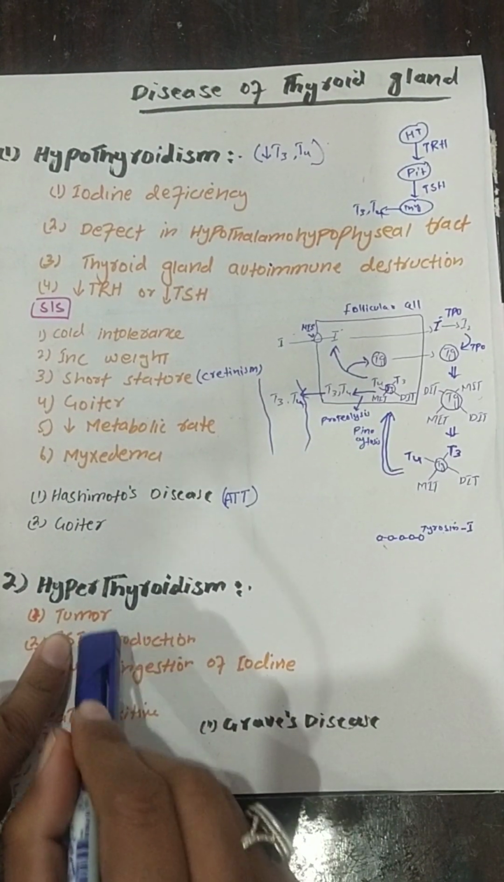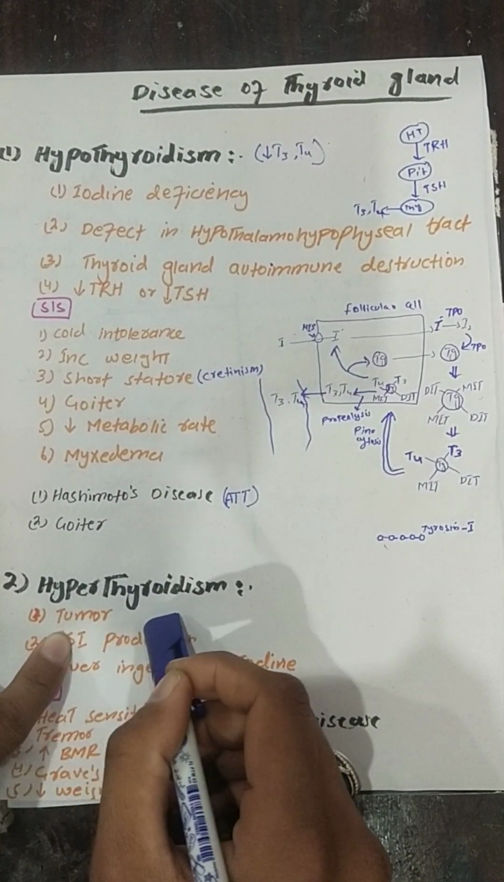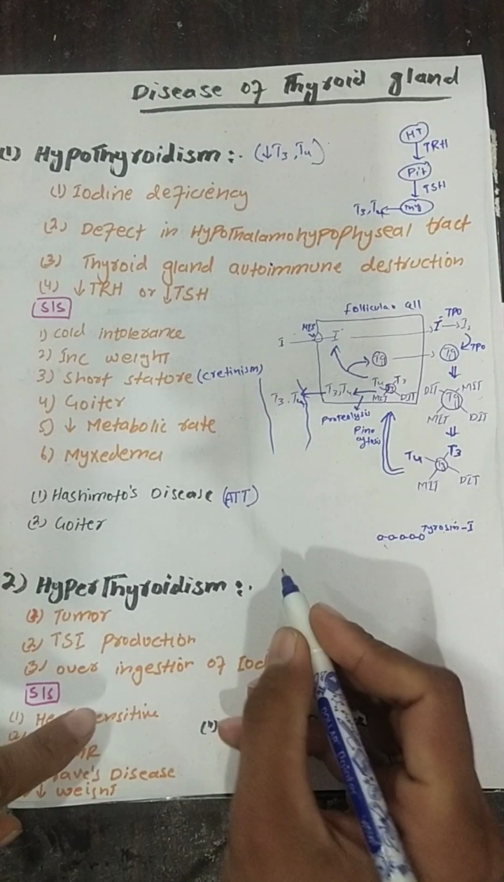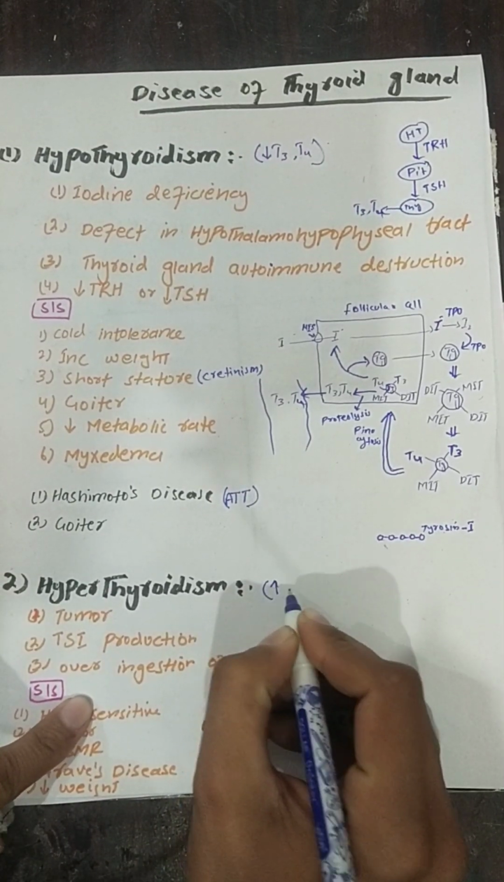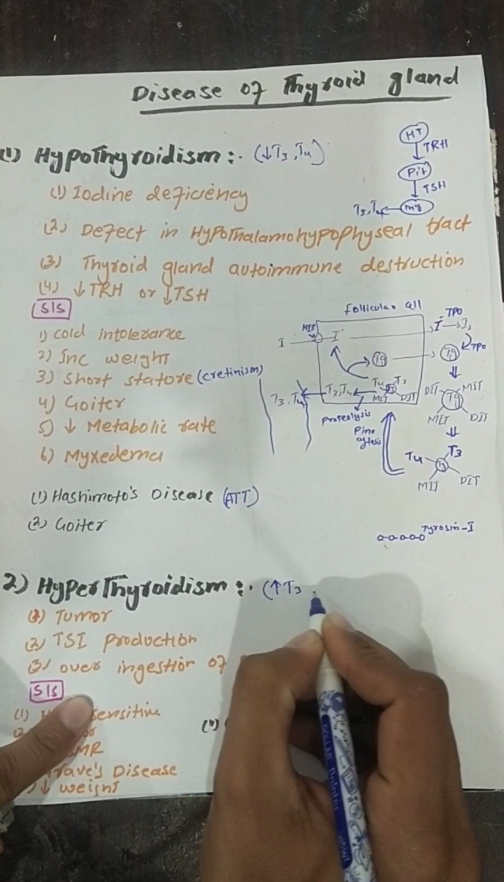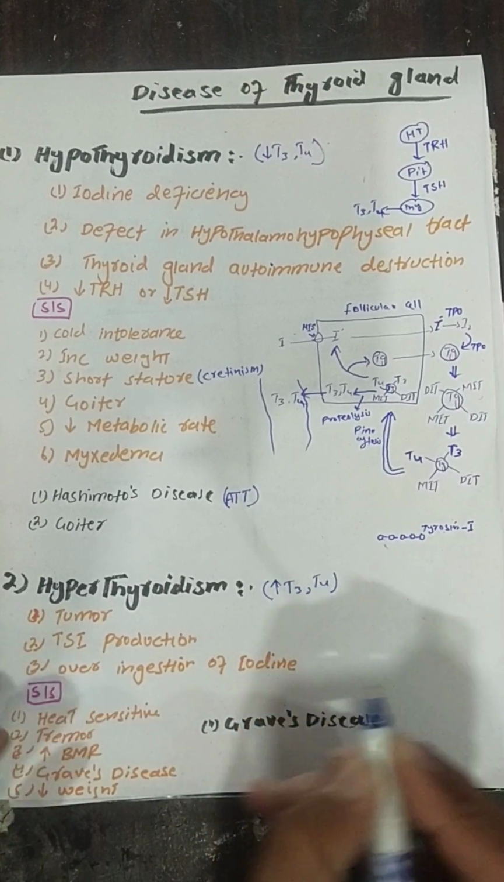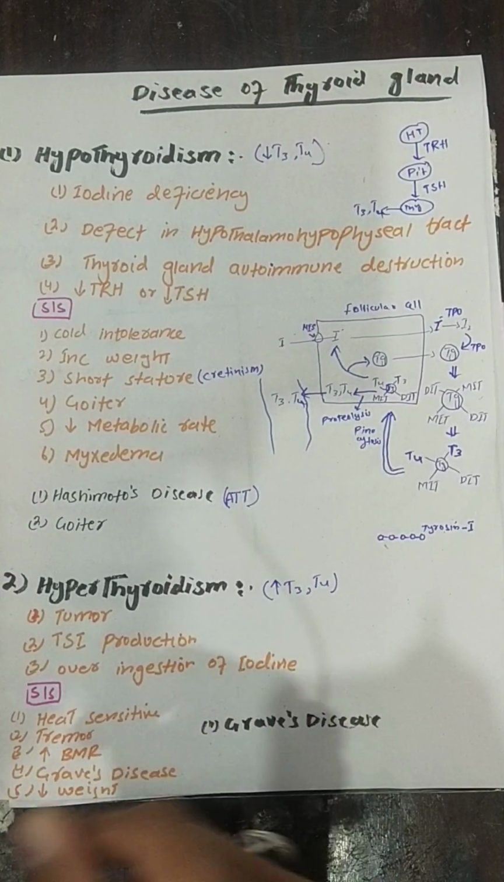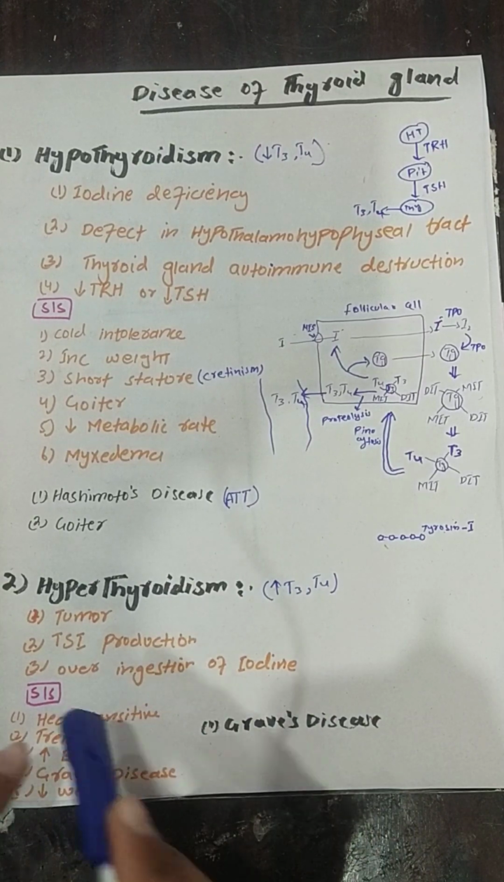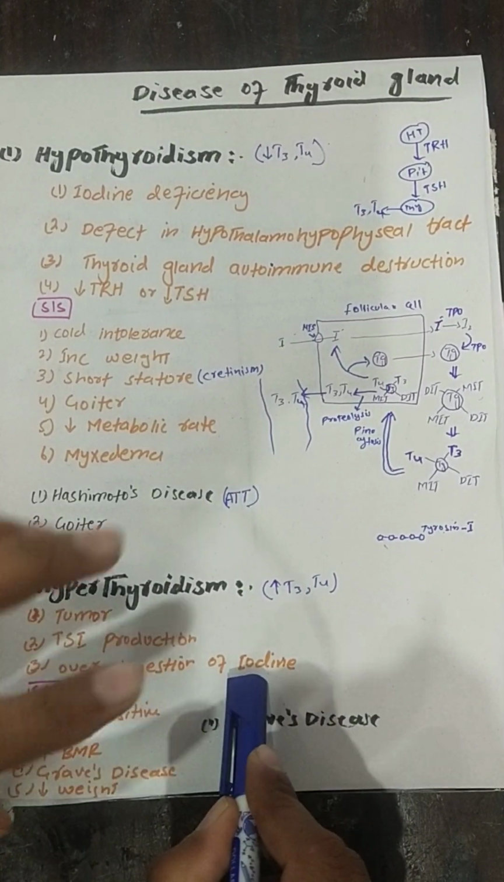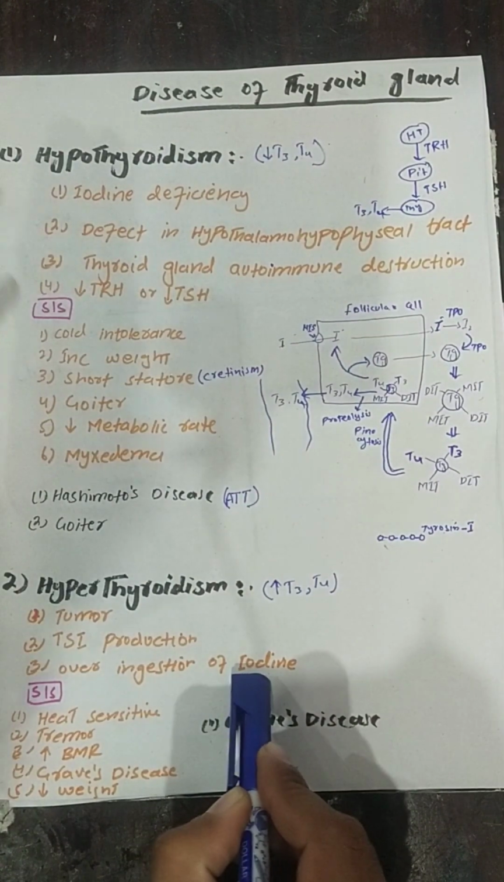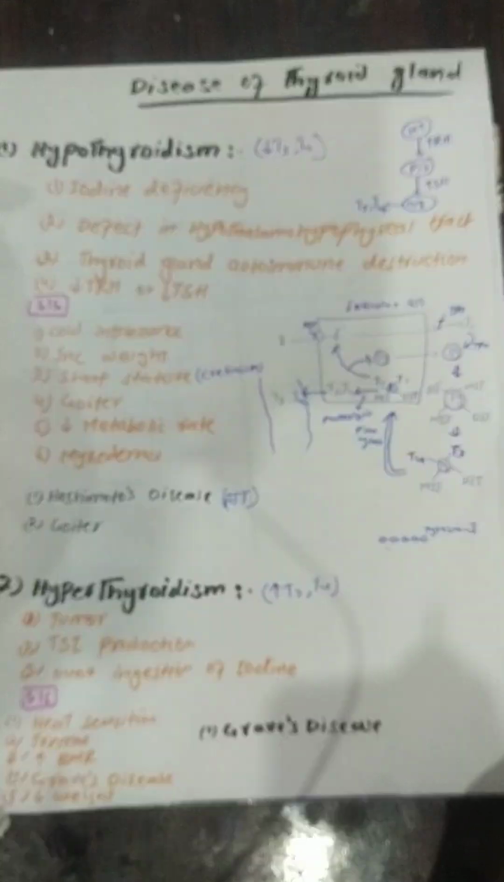So the second disease is hyperthyroidism. What is hyperthyroidism? It means increased amount of T3 and T4. Why is there an increased amount of T3 and T4? The first and famous cause is over-ingestion of iodine. When a person is taking a very large amount of iodine, T3 and T4 production will be increased.